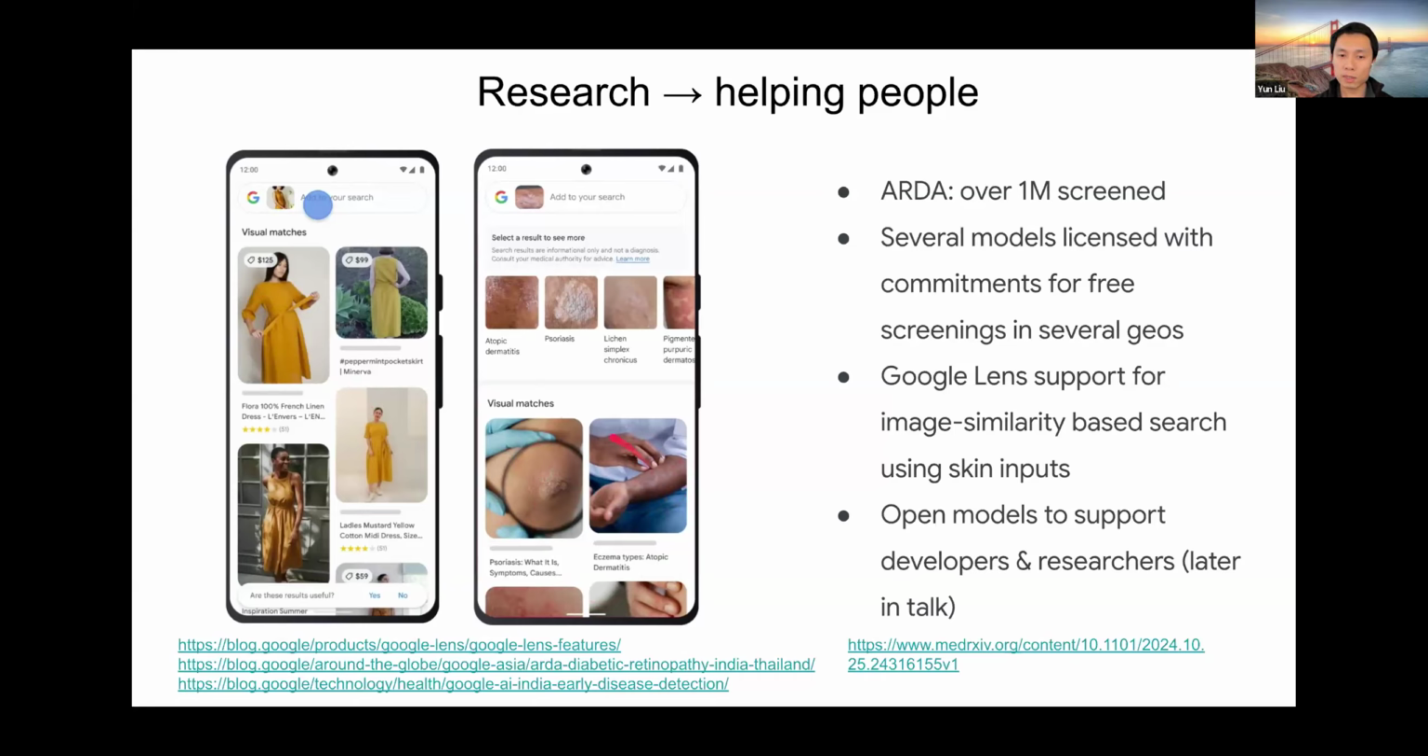And what this really resulted in is the capability, it's available in the US, where you can take a photo of something on your skin, and it essentially shows you the visual matches that much closer. And this works a lot better than if you were to do just naive visual similarity-based magic.